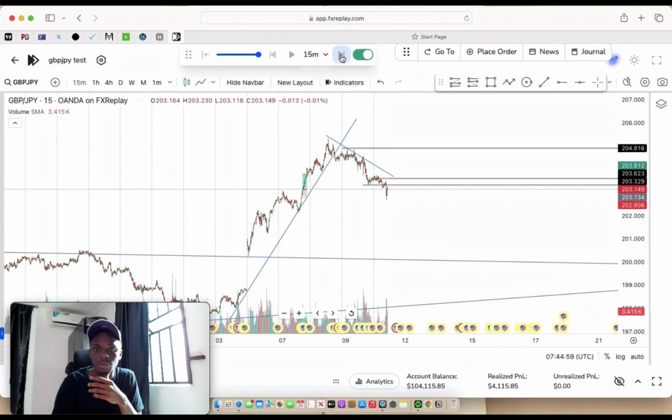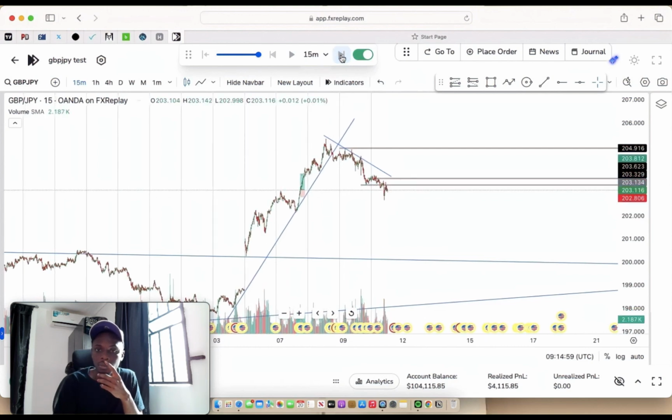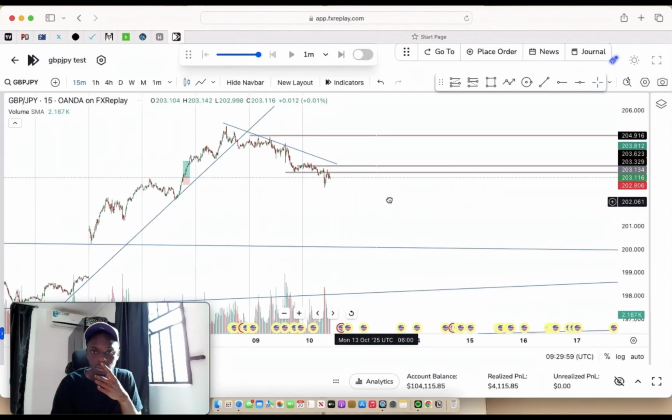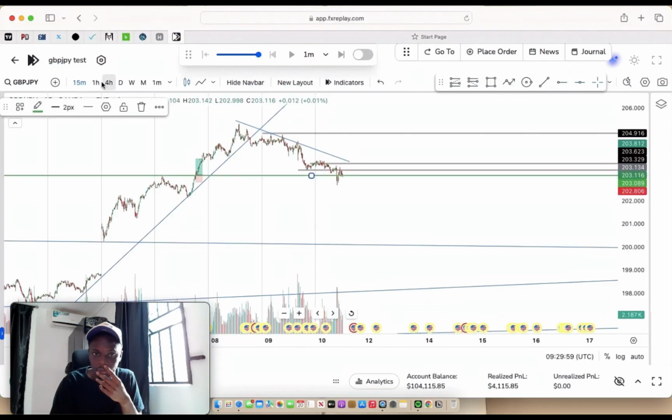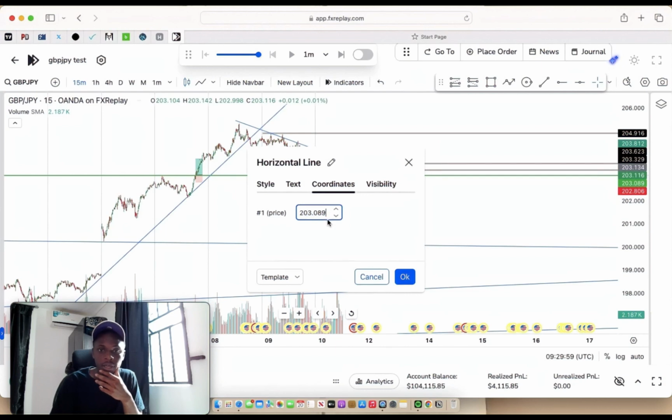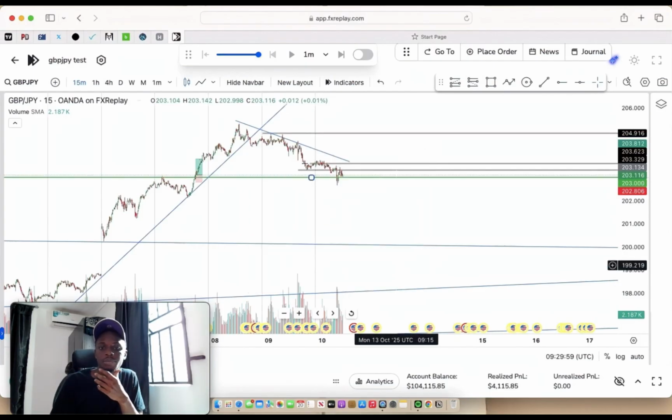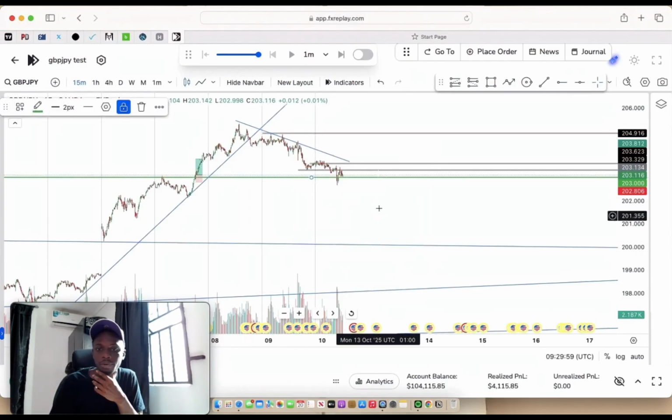Alright, let me move to 1 minute so as to not push too fast. So identify the next key level that will be my potential entry point, just like the last trade here. I have 203,000. That would be my potential target point. Let's see.